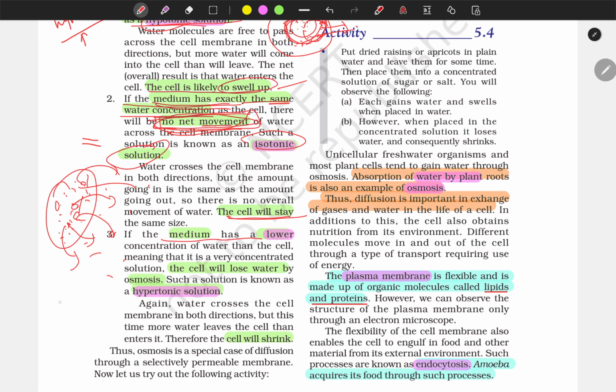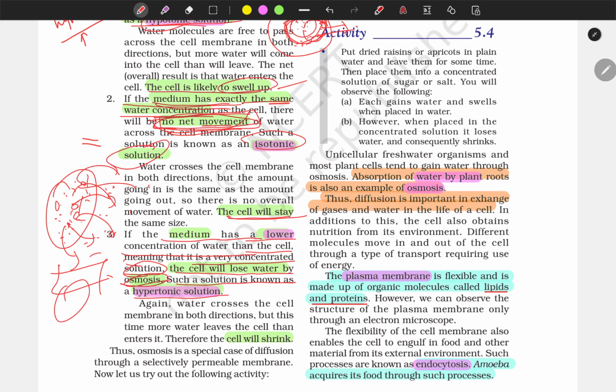So overall, most of the molecules which were inside will ultimately go outside because of the diffusion process, as they try to reach equilibrium. They want to reach a state where the outside and inside concentrations are the same. So the net movement is that the inside water molecules will flow outside. If the medium has a lower concentration of water than the cell, meaning it is a very concentrated solution, the cell will lose water by osmosis.